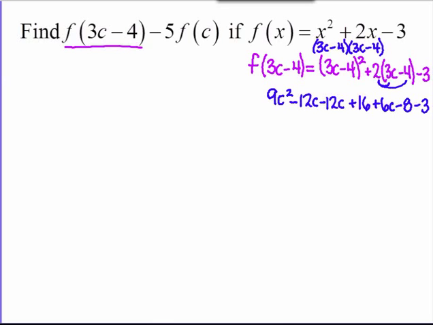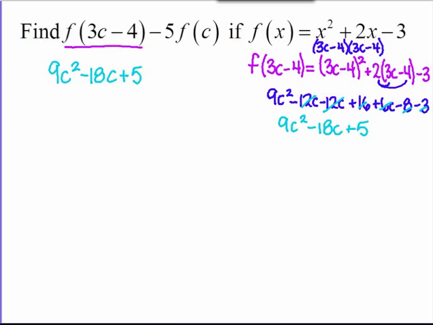So f of 3c minus 4 will be 9c squared minus, so what do we have here? -12 and -12 is negative, plus 6 is -18c. And then I have 16 minus 8 minus 3, which is 5. Yep, I think it should be plus 5. There we go. So that's what's going to go right here: 9c squared minus 18c plus 5.